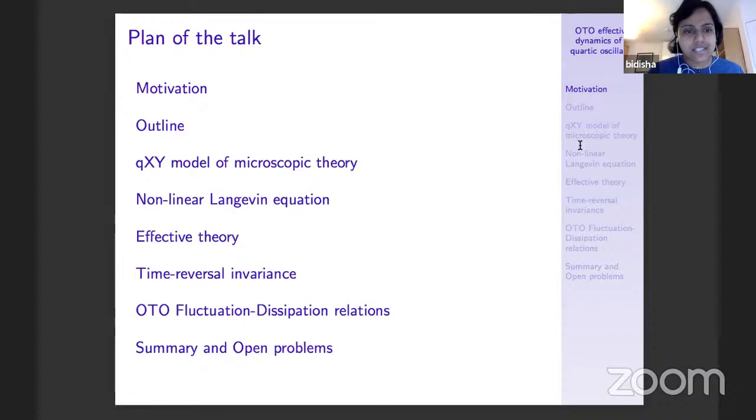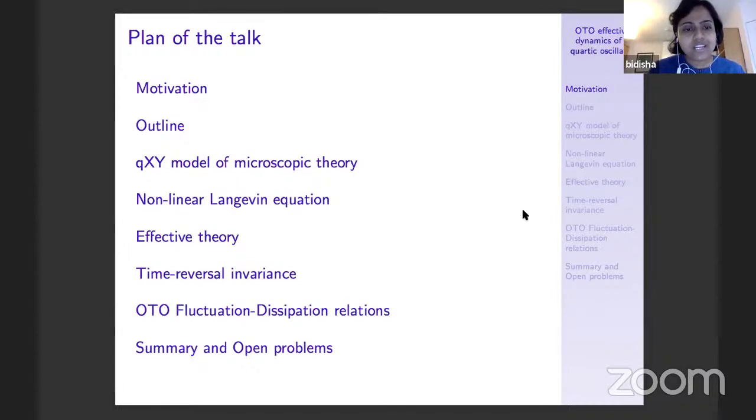However, this classical stochastic description or the corresponding quantum effective theory is insufficient to determine the out-of-time ordered correlators of the particle. To determine out-of-time ordered correlators of the particle, we have to extend the effective theory framework, which we have done. And we have also explored various constraints that are imposed on this effective theory of the particle coming from symmetries of the microscopic theory. And as we will see, these symmetries of the microscopic theory will essentially be time reversal invariance and thermality.